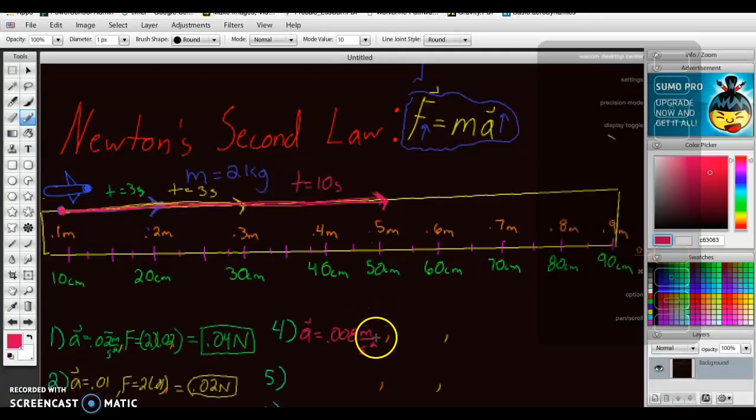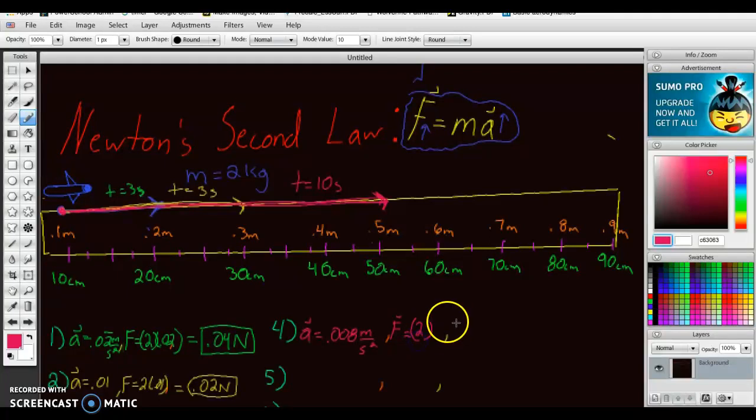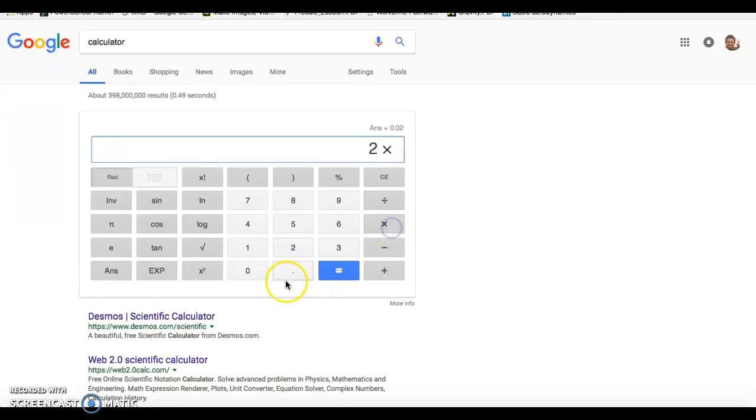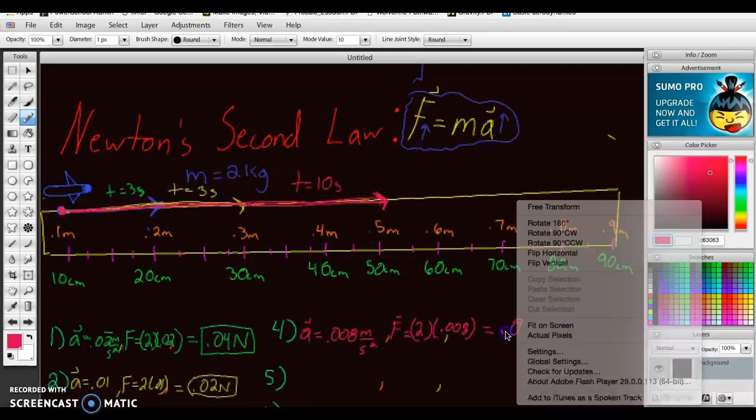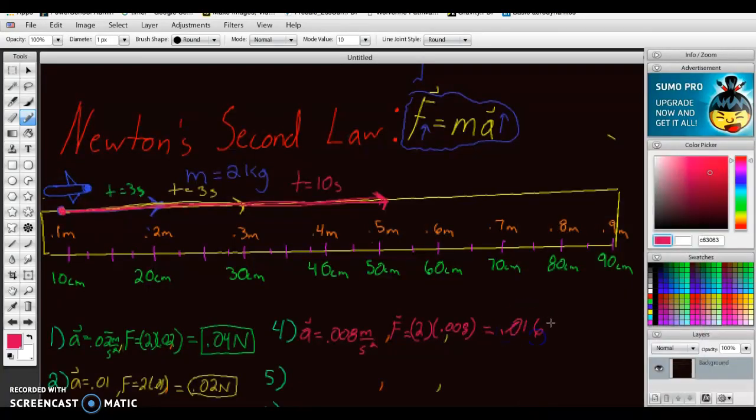Therefore the force is F equals 2 times 0.008 meters per second squared, which is 0.016 newtons.